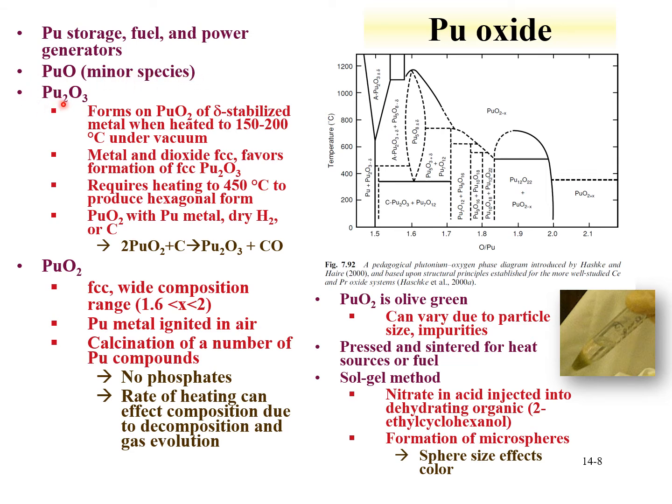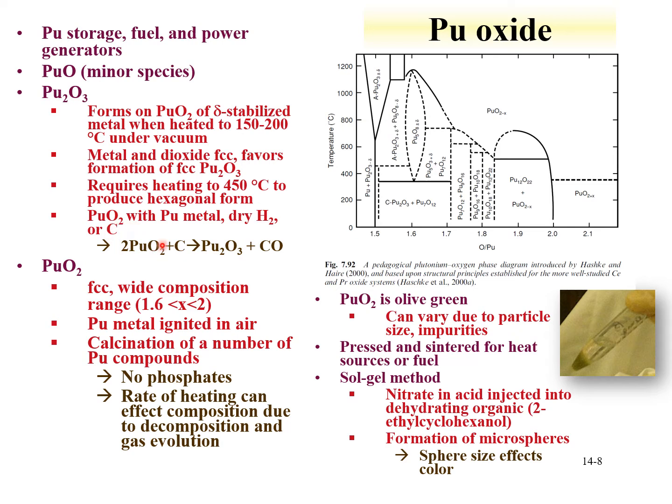We've already discussed Pu2O3, and how this can form on the dioxide, where it acts as an intermediate phase. The metal and dioxide are FCC, so the FCC structure of the Pu2O3 is favored. There's another structure, a hexagonal form, that can be produced even if you have this material in the presence of the dioxide and the metal, but you would need to heat it up to 450 degrees to produce this hexagonal form.